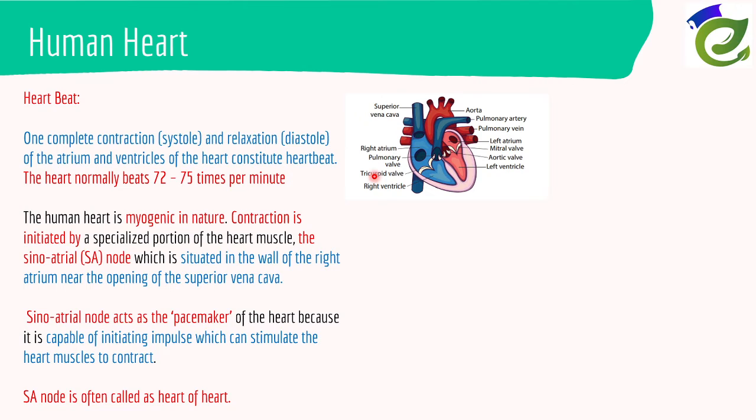The heart is myogenic in nature, that is, there is a specific heart muscle that is responsible for the heartbeat, and this is called the sinoatrial node or the SA node, which is situated at the right of the atrium near the superior vena cava. So it should be right around here, near the atrium. This is the up part, and right here in the picture is the left part, and it should be right around here near the superior vena cava.